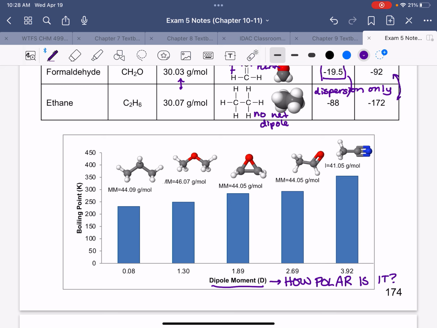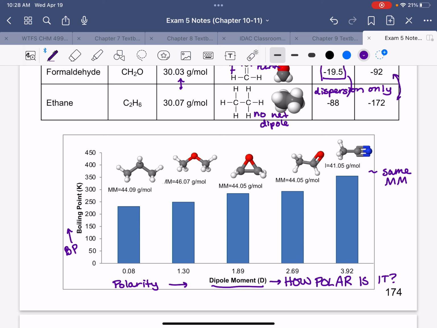So if we have a bunch of molecules, we don't really even care about their structure. They all have about the same molar mass, so they're about the same size, but what we're looking at is increasing polarity. Polarity increases going to the right, and notice that the boiling point also increases as the molecules go to the right.